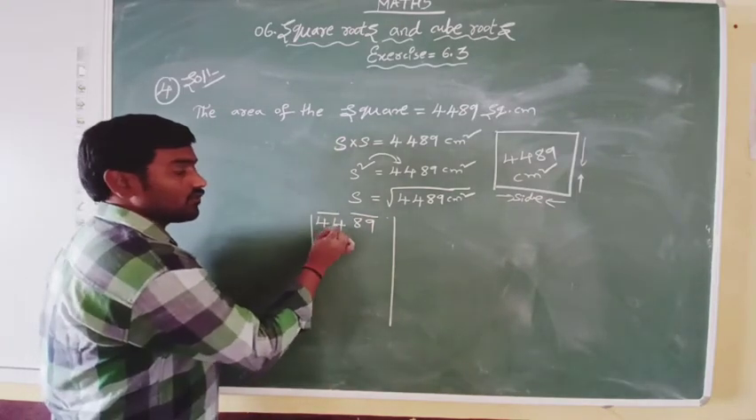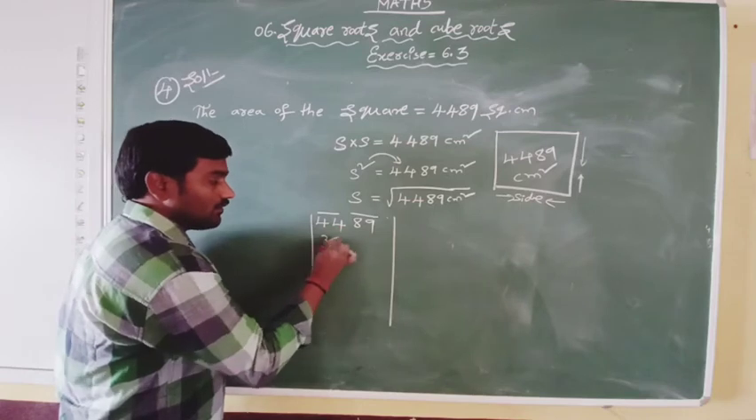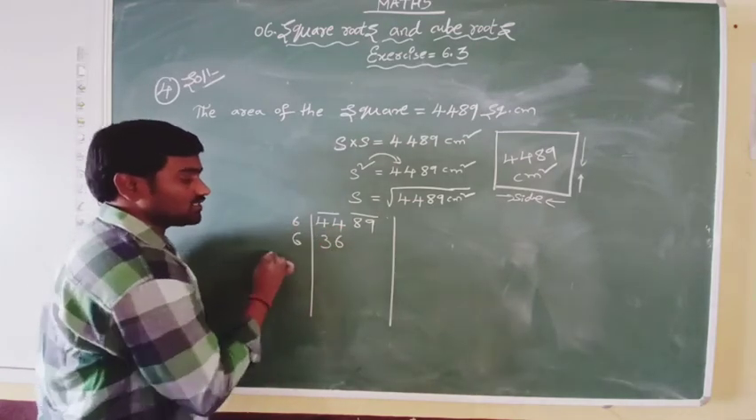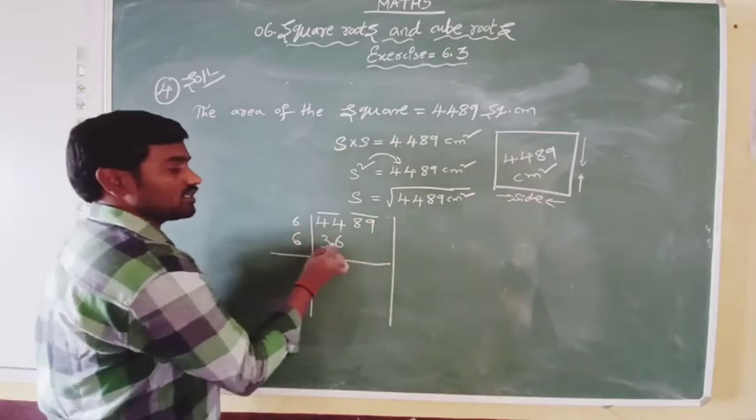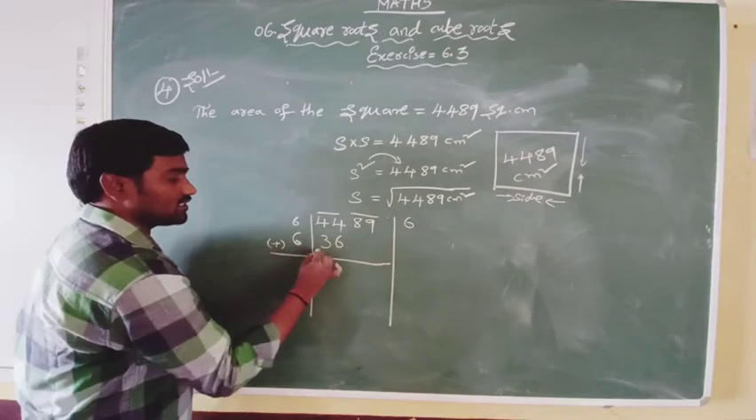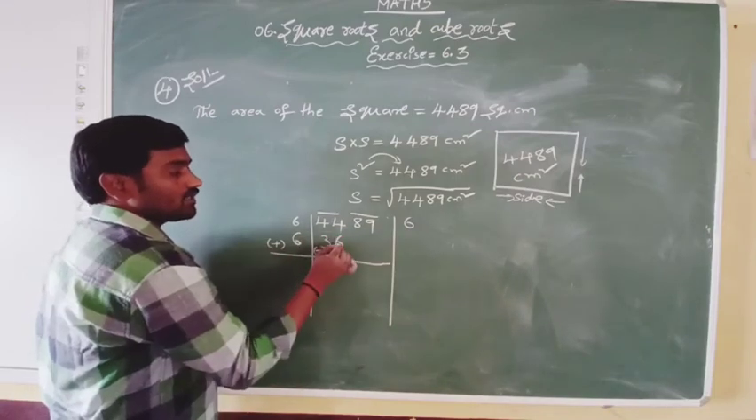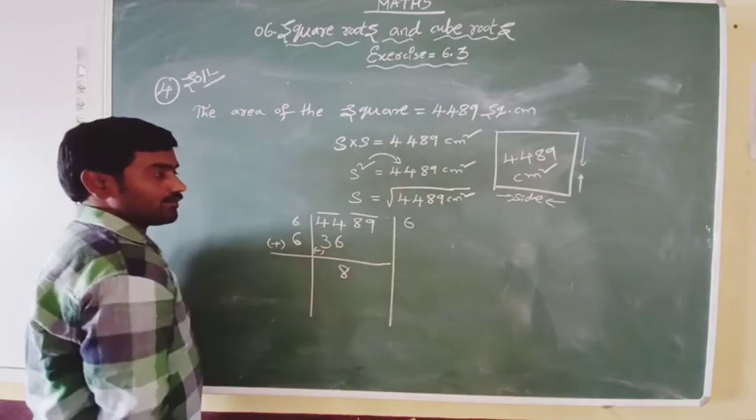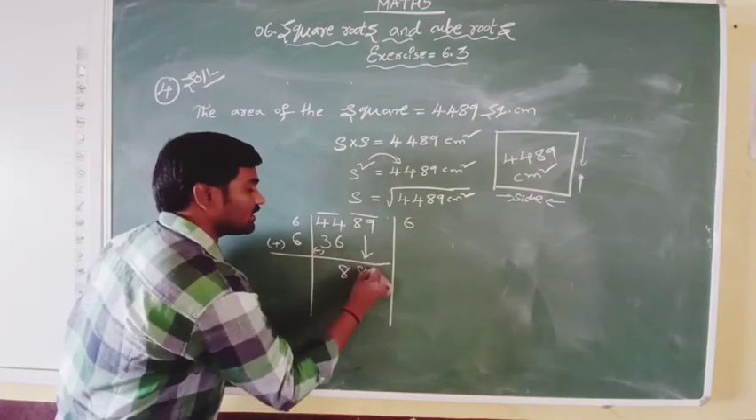We know that 44 is not a perfect square number. We know 36 is a perfect square number, that we get by 6 by 6. 6 into 6 equals 36. The same 6 we write here, and let us add it here and subtract here. Okay, 44 minus 36, 8 will be left over here. And let us bring down the 89.